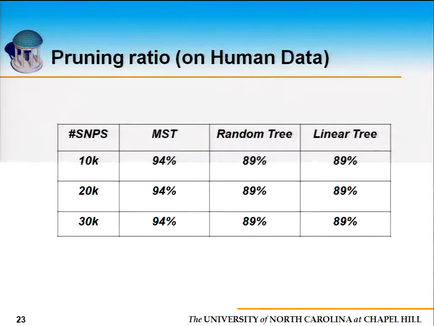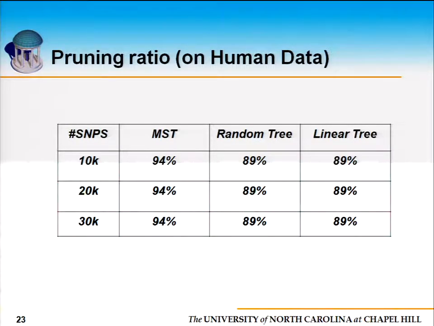And this shows the pruning ratio of the team algorithm using Q data dimension. So basically, the first column shows the number of SNPs used in the experiment. The second column shows the pruning ratio when we use a minimum spanning tree to guide the update. The pruning ratio is defined as the updating cost of the algorithm divided by the total number of samples. We also use other trees to guide the search. The third column shows a random tree, and the last one shows a linear perspective, just like I skipped here.